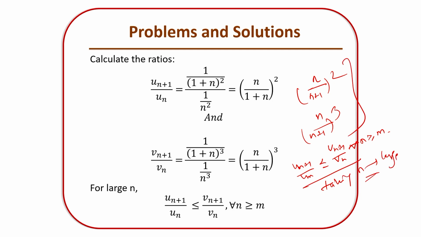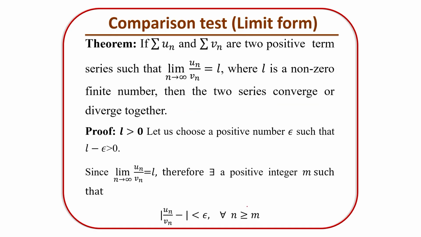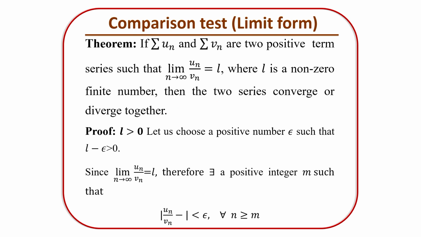See here, this is true. So this means 1 by n cube is a p series, the harmonic series, the p series, where p here is 3. That is greater than 1, so it is converging, and henceforth 1 by n cube is a converging series, and therefore, for sufficiently large n, 1 by n square is also a converging series. So that's why 1 by n square converges.